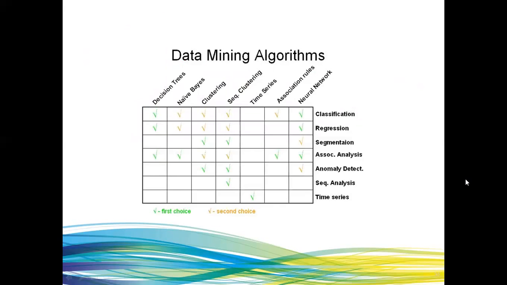Just a statement I found somewhere on the internet as to which models and which algorithms are the first choice for different kinds of techniques. So the green is the first choice, the orange is the second choice for different kinds of algorithms. So you have algorithms on the top, and you have the different data mining techniques in the column.